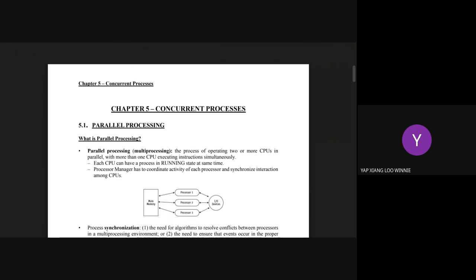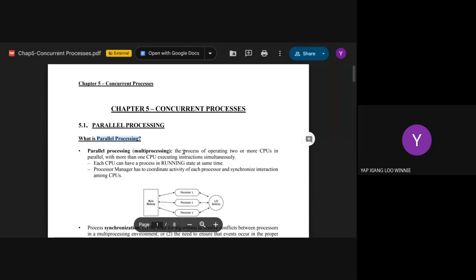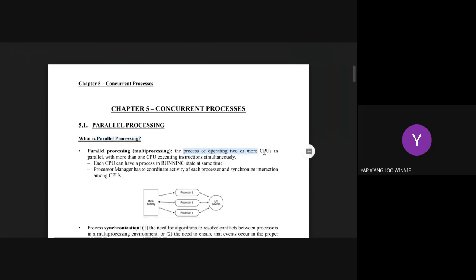In Chapter 5, we focus on parallel processing. What is parallel processing? It means your computer system has more than one CPU. The definition: the process of operating two or more CPUs in parallel. In parallel means at the same time. So parallel processing means at the same time I have more than one CPU running together, executing instructions simultaneously.